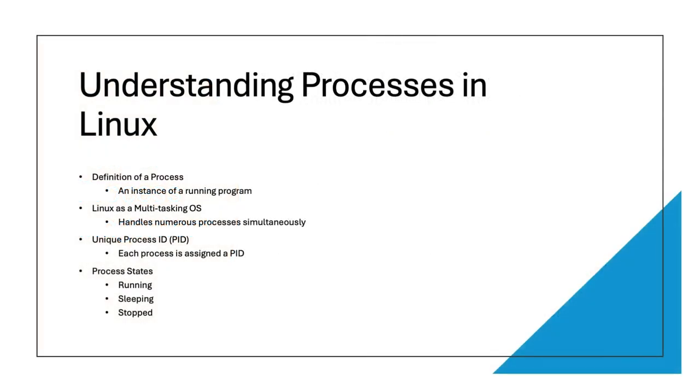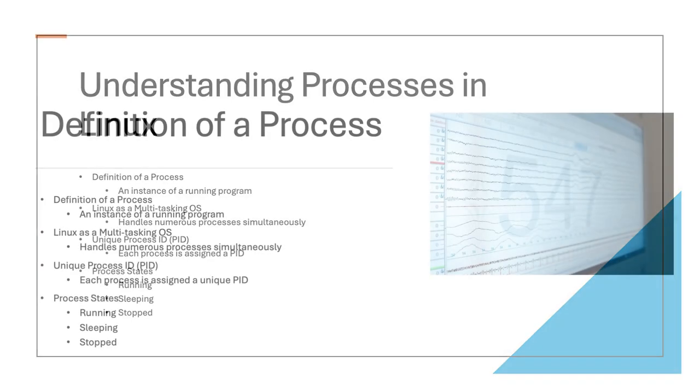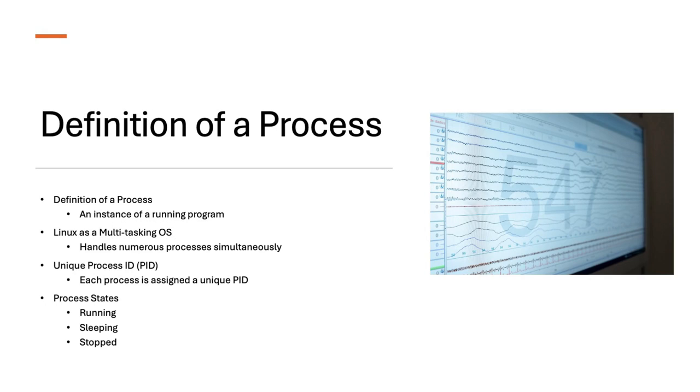In Linux, a process is a running program instance. As a multitasking operating system, Linux handles many processes at once, each with a unique process ID or PID, in specific states like running, sleeping, or stopped. Each process gets a unique PID and can be in states like running, sleeping, or stopped.